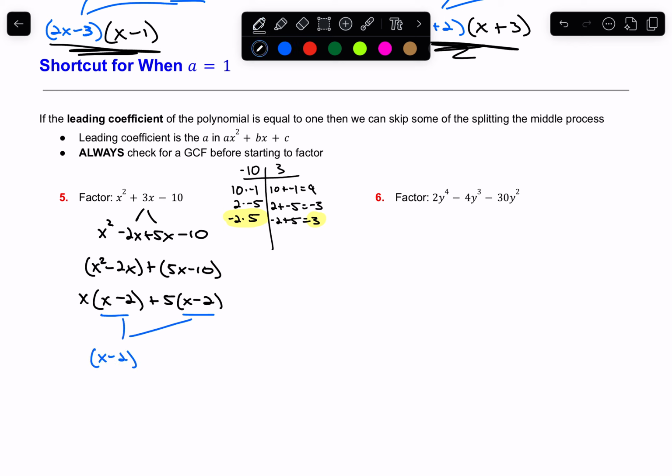And that leaves me behind x plus 5. Okay, so now you're probably thinking that wasn't a shortcut. We just did all the same work, but now we can see what the shortcut is. That way we can use it on the next one.